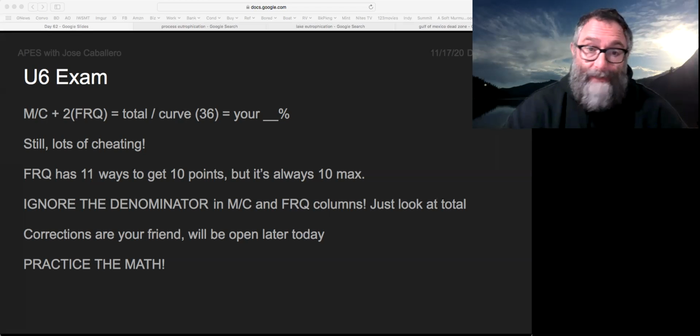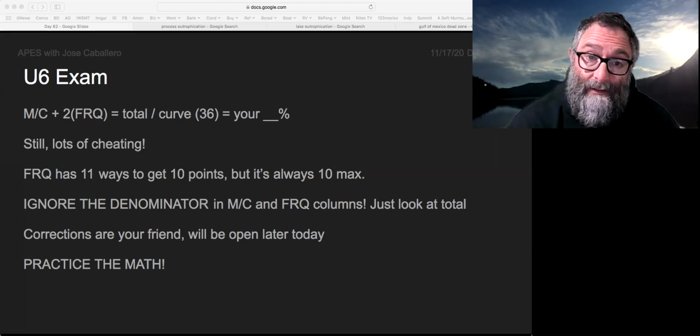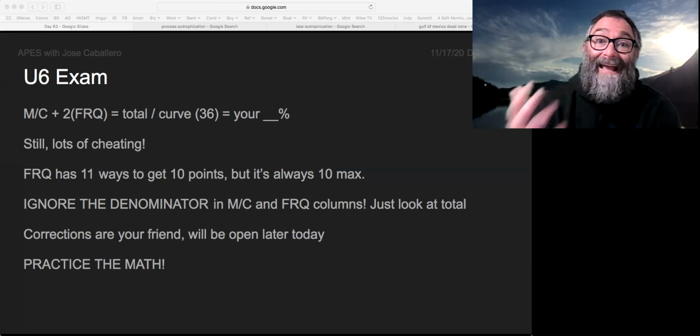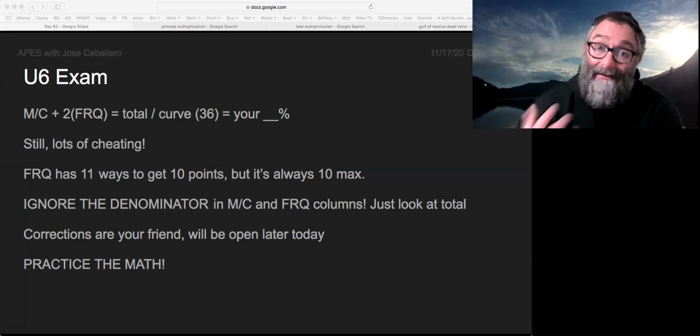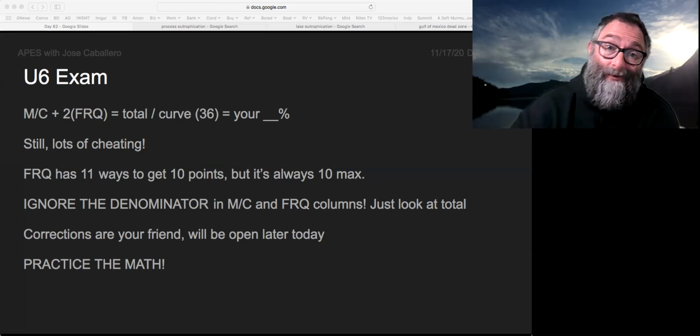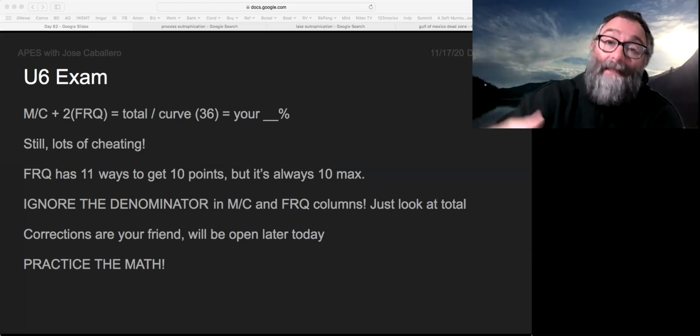As a general rule, don't forget the corrections. I just did some of those corrections at like 1 a.m. last night. And there's kids who got like 10 points back in the corrections. That's a lot of points on an exam. Some kids went from like an F to a C or a B.